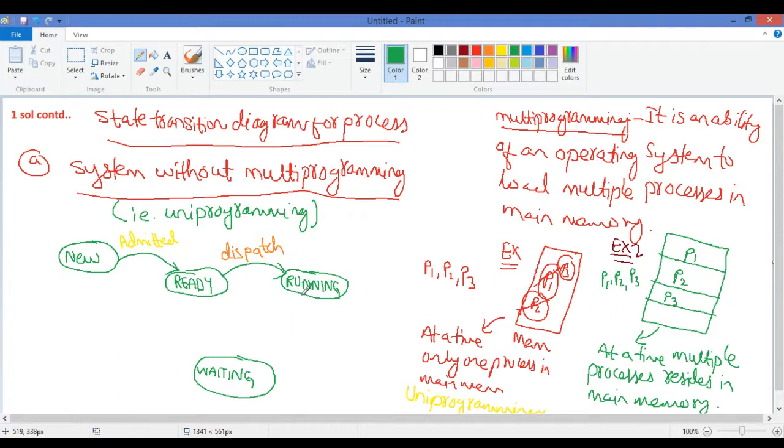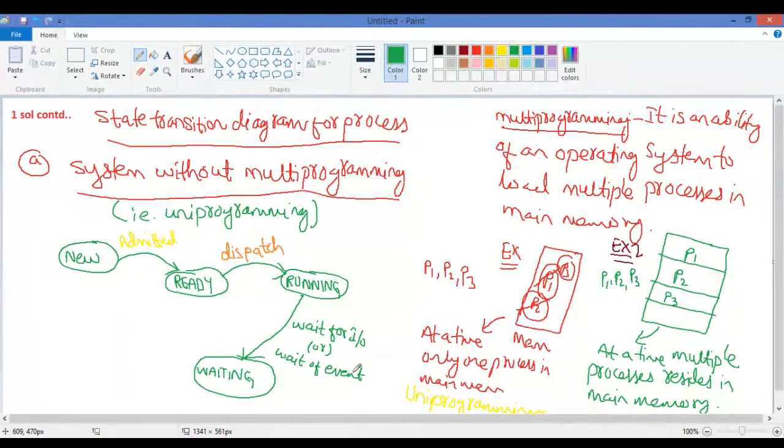So the transition from running to waiting comes when a process is waiting for an IO, or it is waiting for some event to occur. For example, the program is executing some sleep instruction, so it will sleep for 10 seconds or 10 milliseconds like that. So wait for IO or wait for some event.